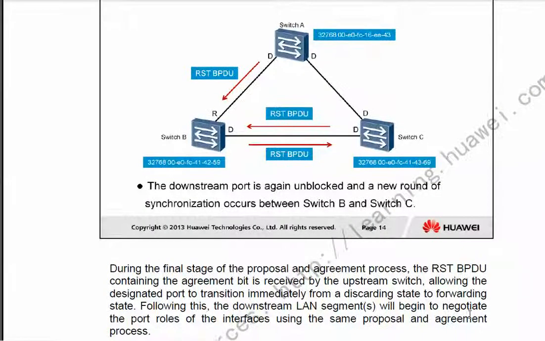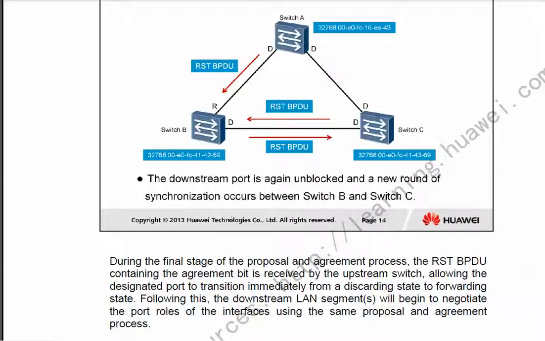So this page basically displays what I just said. The downstream port is again unblocked, and synchronization occurs between B and C. Basically it goes from this switch to its downstream switch.